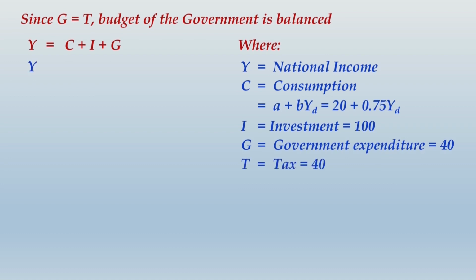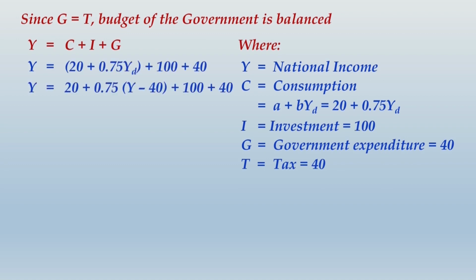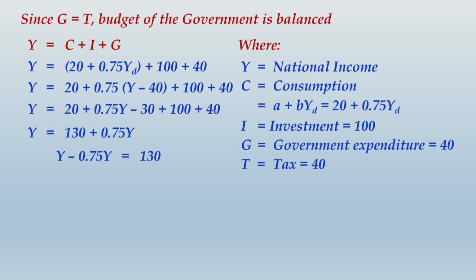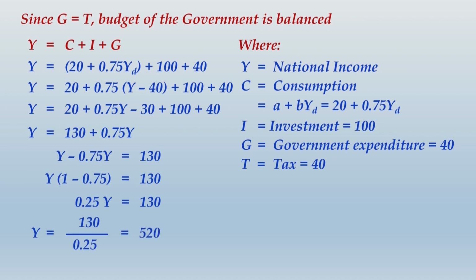Now once you put all these values in the equation and start solving it, you would get the final outcome as Y equals 130 plus 0.75Y, and Y minus 0.75Y will be 130. So Y will be 130 divided by 0.25, that will be 520. So you may conclude that the equilibrium value of Y, or the equilibrium income, is 520.